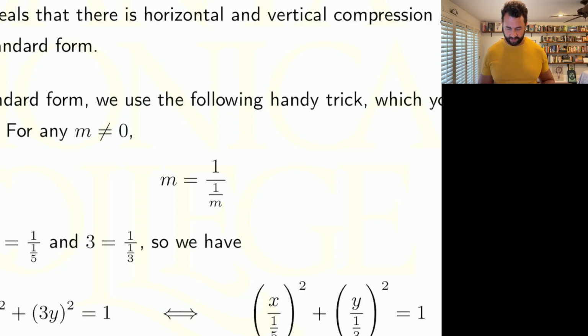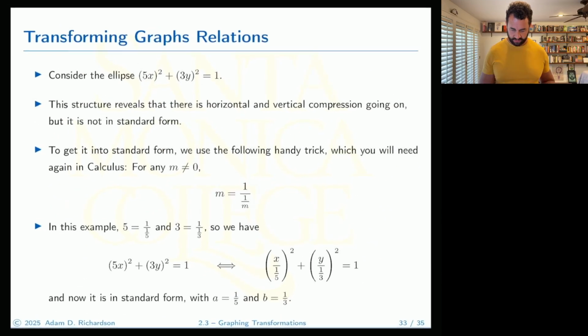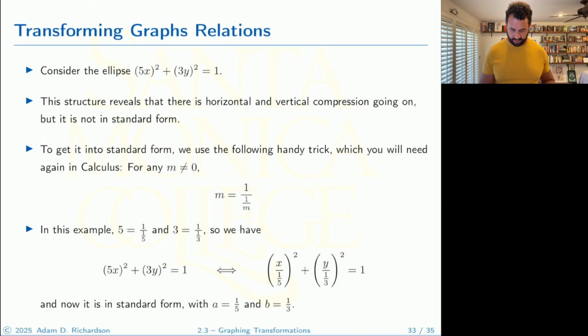Okay, there we go. Zoom back out. So in this example, we can rewrite 5 as 1 over 1/5. And 3 is 1 over 1/3. And this is how we can write it in standard form. This becomes this, and this becomes this. And A is equal to 1/5, and B is equal to 1/3. So now it's in standard form.